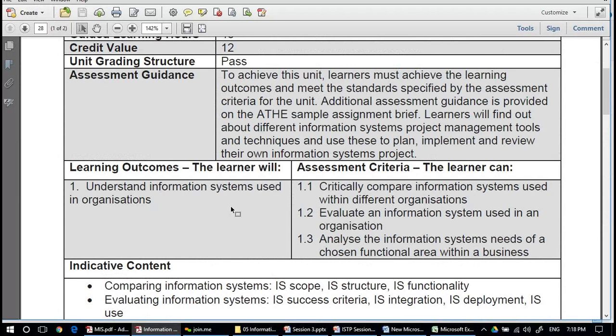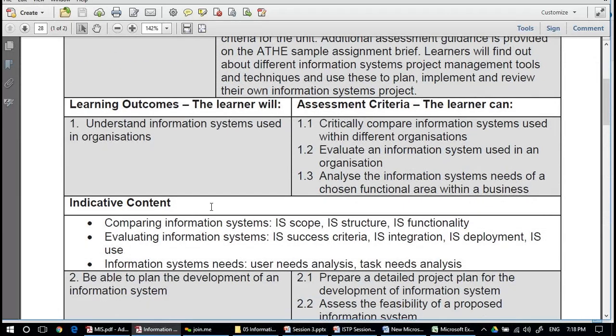The first learning outcome that we will discuss today is understanding information systems used in organizations. So we will be discussing the comparison of information systems regarding the scope, structure and functionality, evaluating information system success criteria, integration, deployment, use, information system needs, user needs analysis, task needs, and these things.